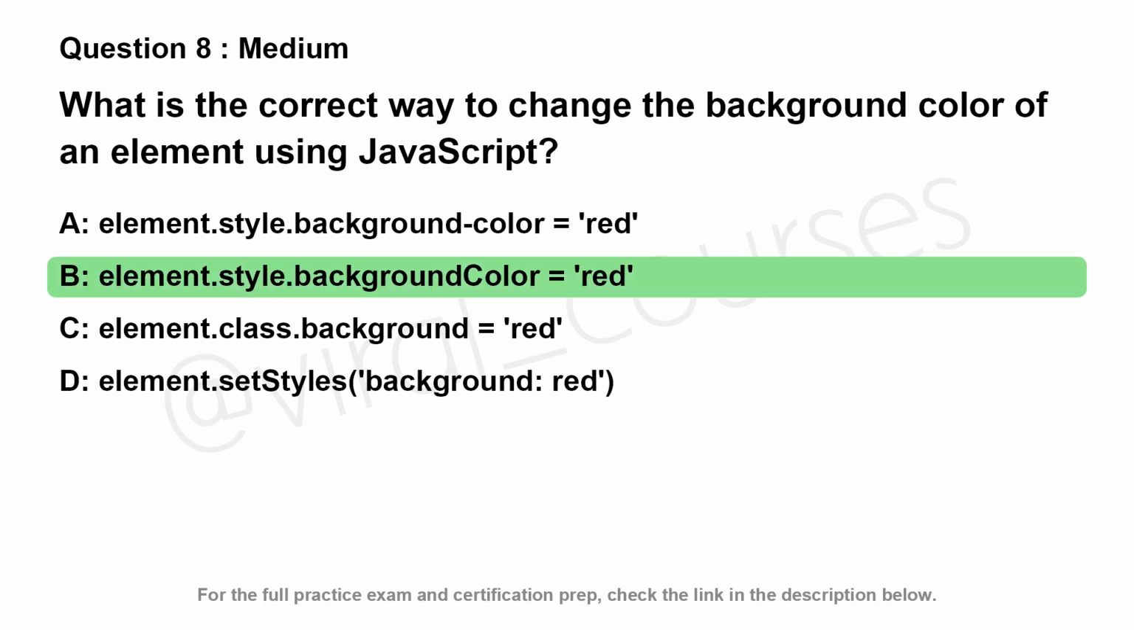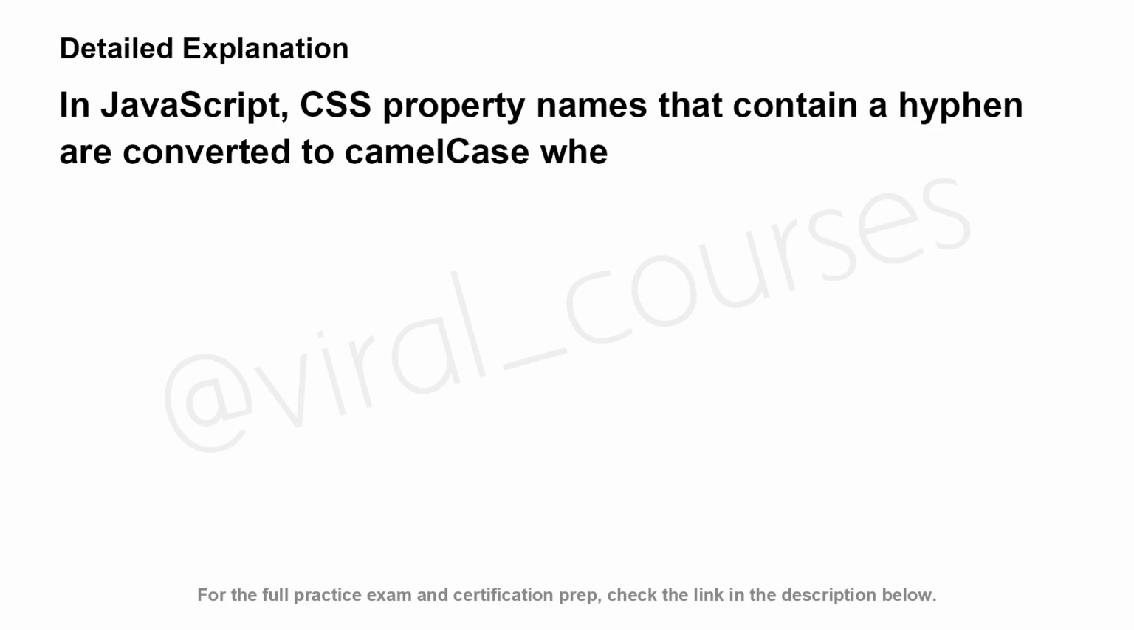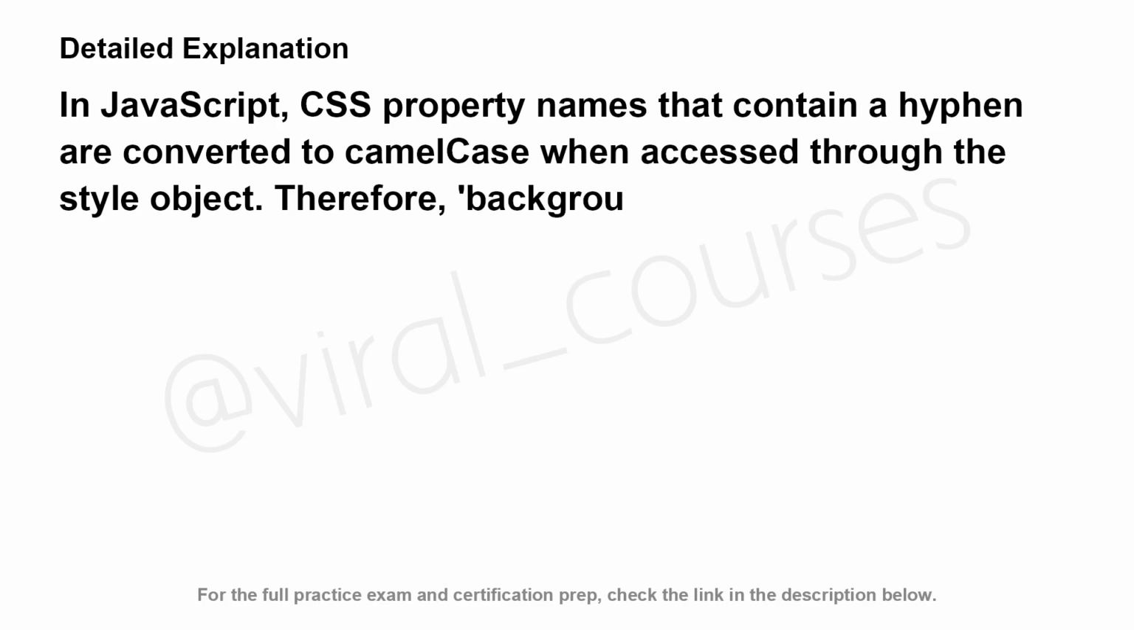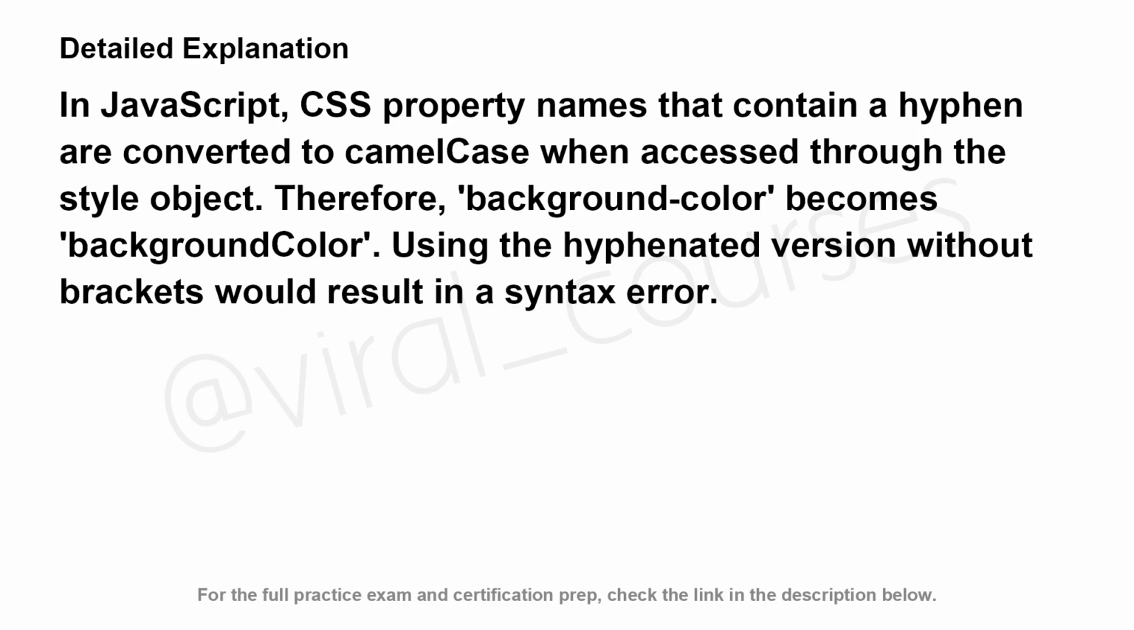The correct answer is B. In JavaScript, CSS property names that contain a hyphen are converted to camel case when accessed through the style object. Therefore, background-color becomes backgroundColor. Using the hyphenated version without brackets would result in a syntax error.